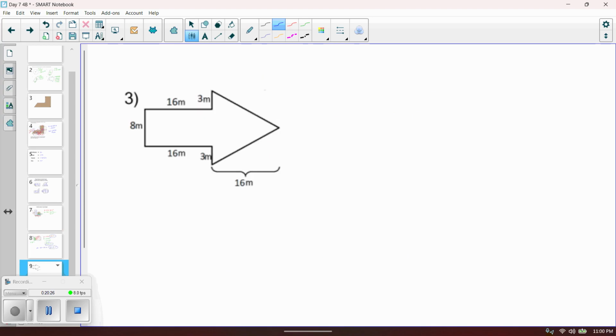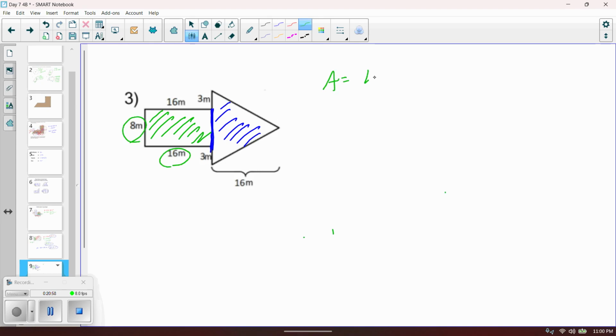All right, the third one, we have this arrow. Multiple ways you could split it up. I think the easiest way is simply going to be to create that vertical line right there, which is going to give us the triangle over here, and then this rectangle, which I'll put in green over here. The rectangle will probably be the easier part to figure out because the rectangle is going to be base times height, so 16 times 8. So the area of the rectangle will be 16 times 8, which is 128 meters squared.